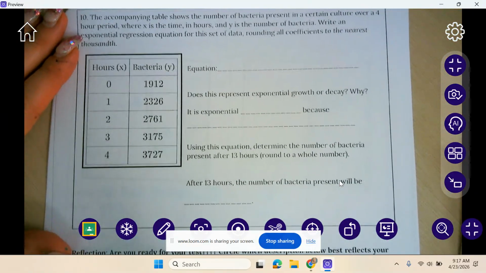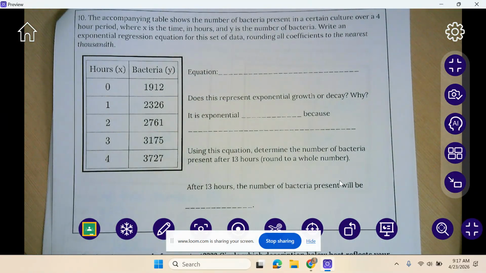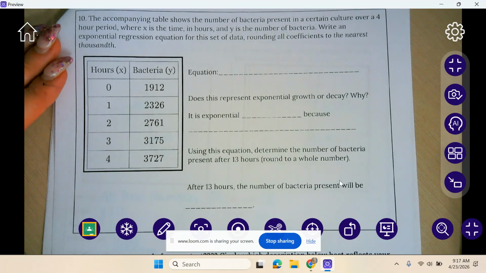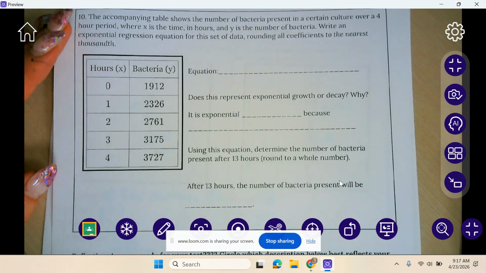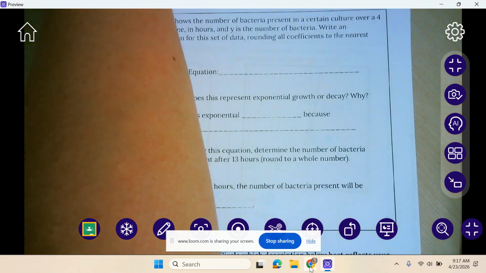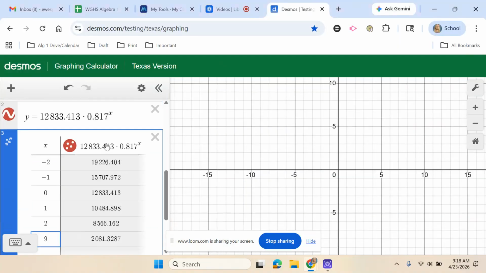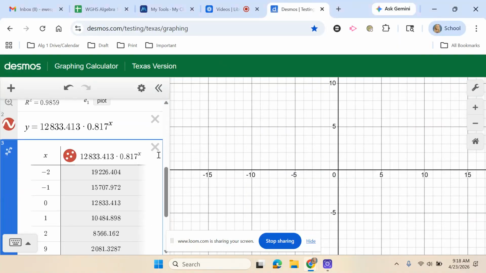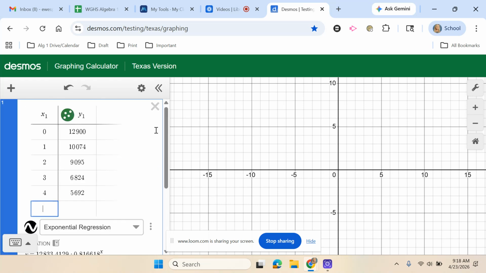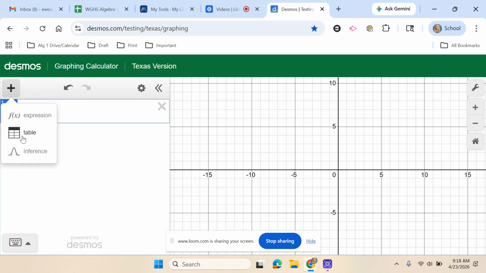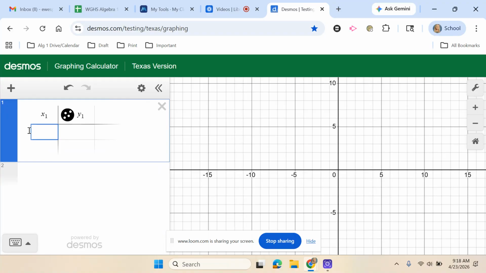Okay, so the accompanying table shows the bacteria present in a certain culture over a 4-hour period, where X is the time in hours and Y is the number of bacteria. Write an exponential regression equation for the set of data, rounding all coefficients to the nearest thousandth. Okay, so let's go back to Desmos. I'll just delete everything I had. Start fresh with a new table. And I'm just going to put in the table that I see.